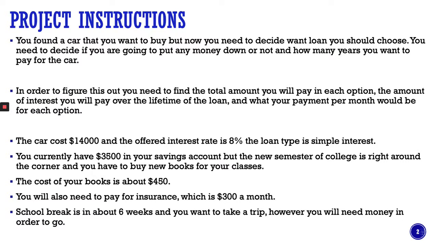You currently have $3,500 in your savings account, but the new semester of college is right around the corner and you have to buy new books for your classes. The cost of your books is about $450. You'll also need to pay for insurance, which is $300 a month. And school break is in about 6 weeks, and you want to take a trip. However, you will need money in order to go.